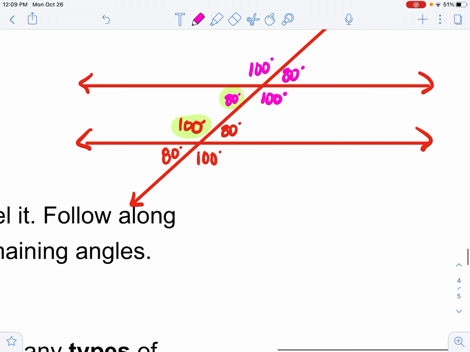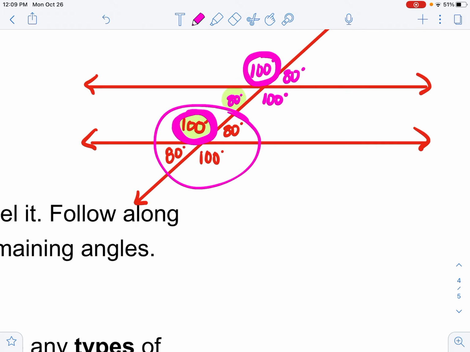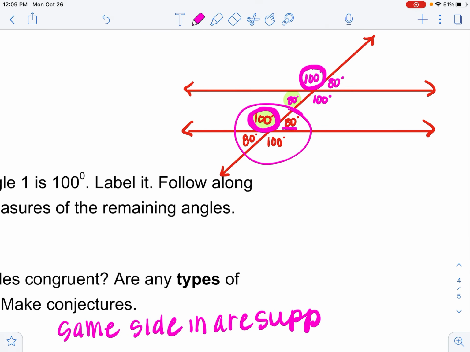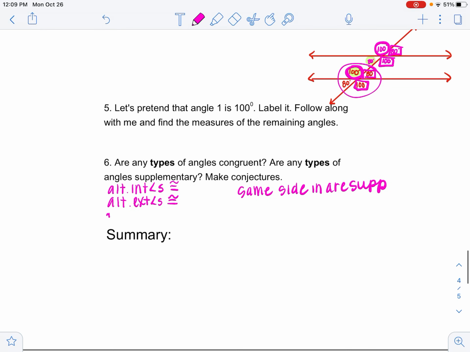All right, the only one I haven't talked about yet is corresponding. So upper left-hand corner, and in this group of 4, upper left-hand corner. They're both 100. And if I would have chosen upper right and upper right, they're both 80. Or lower right and lower right, they're 100. So corresponding angles are congruent.